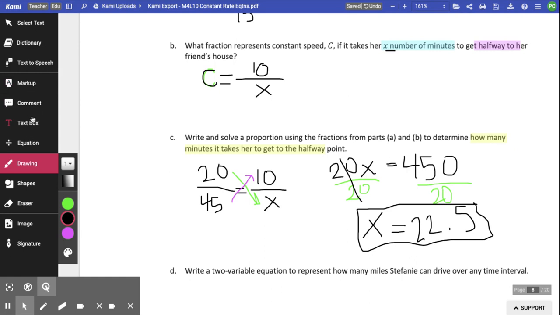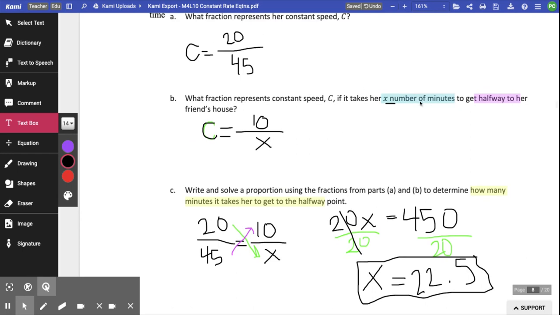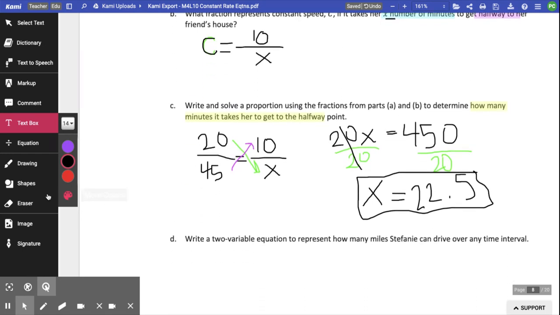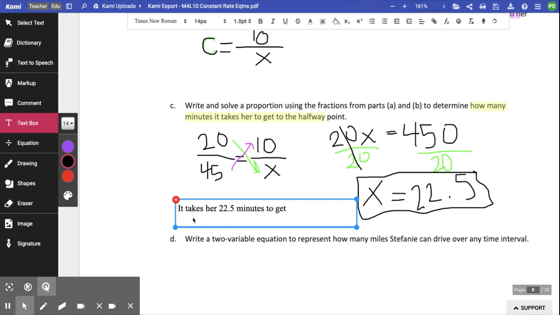Now, this is my answer, x equals 22.5, but because this came from a word problem, x actually has a meaning. And in this case, if we look at part B, x represents the number of minutes it takes her to get halfway to her friend's house. And remember the question in part C that we highlighted, how many minutes does it take her to get to her halfway point? So we would say it takes her, her name was Stephanie, it takes her 22.5 minutes to get halfway to her friend's house. And that's it.